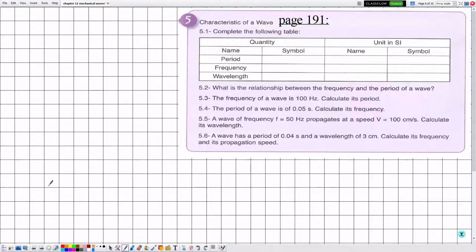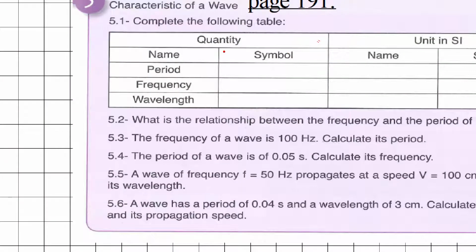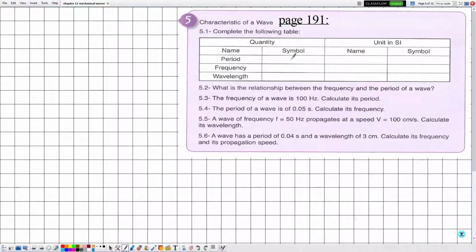The title of this exercise is Characteristic of a Wave. In 5.1 we need to complete the following table. The table consists of 2 columns, and the first column has the quantity, the name and its symbol. We know that the symbol of the period is capital T, the symbol of the frequency is f, and the symbol of the wavelength is lambda.